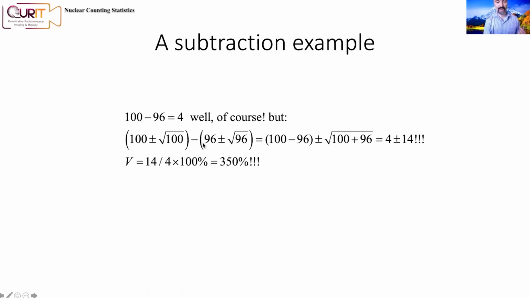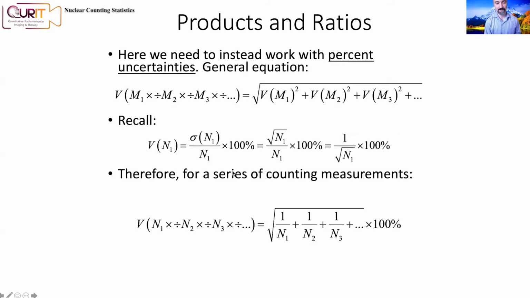So actually subtraction can give you very large errors. We've got 4 plus or minus 14. That's like a 350% error. So we're very, very uncertain. If you measure 100 counts and I measure 96 counts in a counter, the difference is 4, but we're very uncertain about how true that is.